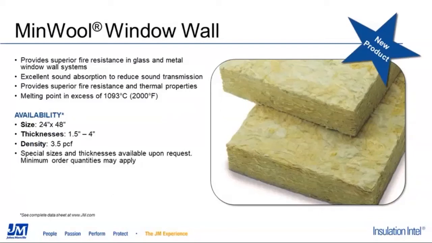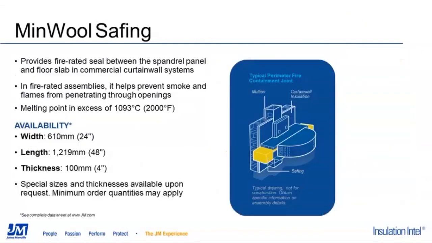And lastly, on the commercial line is our Minwool safing material. So I'll direct you to the image on the right. The yellow is our safing. So this will arrive to a customer in a larger batt, and it's meant to be cut into strips by the contractor on site typically.